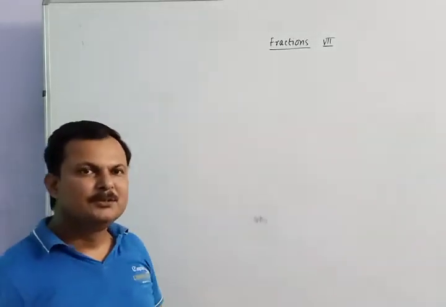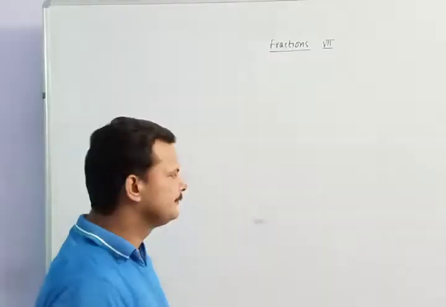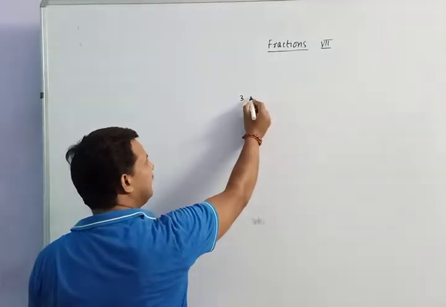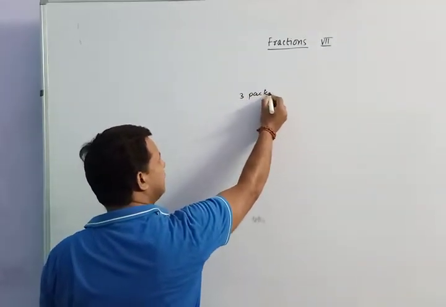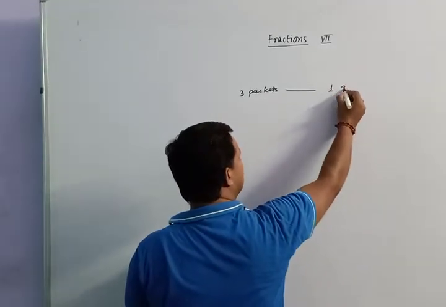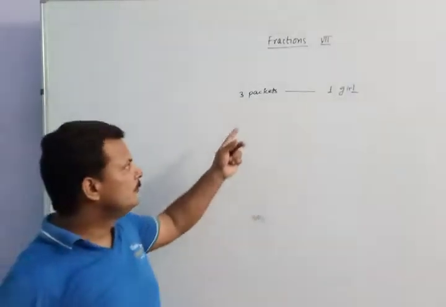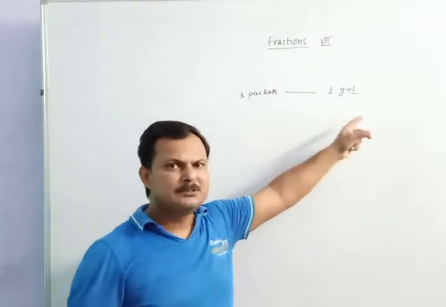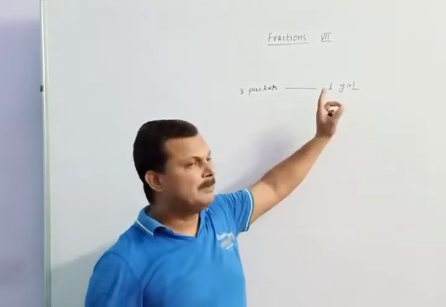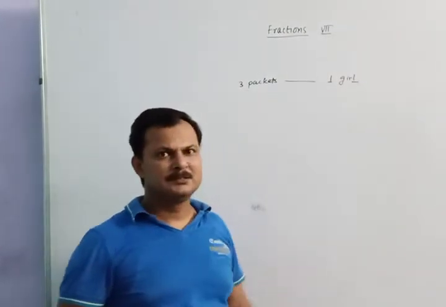Hello student, today we are going to learn a new term. First of all, come to division. Suppose there are three packets of biscuits, and you have to give these packets to one girl. It means you will offer three packets of biscuits to the girl because the participant here is only one. You can easily offer three packets to her.